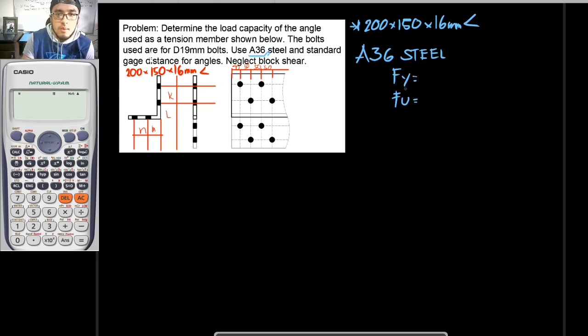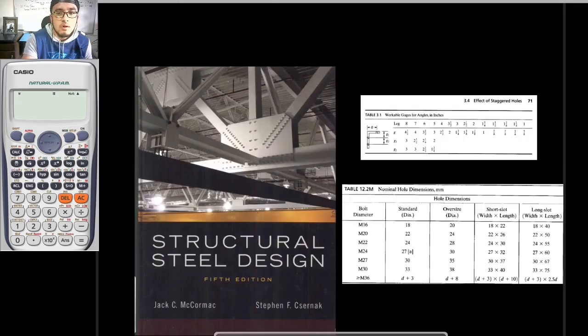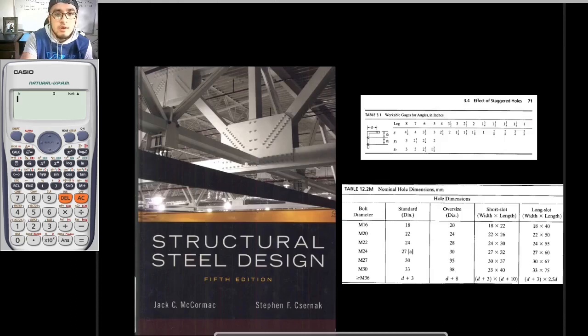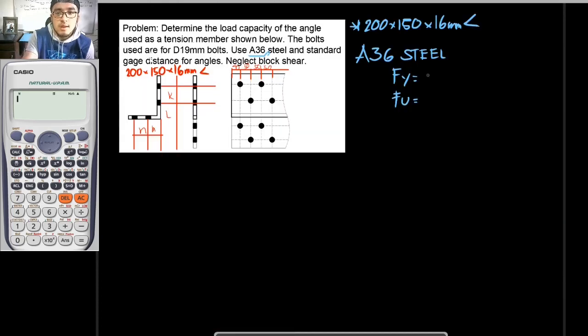And if you haven't memorized what Fy and Fu are, we should look at our reference file right here. So this is to be the ASTM specification. I have circled it here. What we would use is A36. Thus, our minimum yield stress would be 36 KSI and our ultimate tensile stress would be 58. So this is the stress that we would be using for rupture. With those, I would just be listing them here. So this is to be 36 kips per square inch, and this is to be 58 kips per square inch.